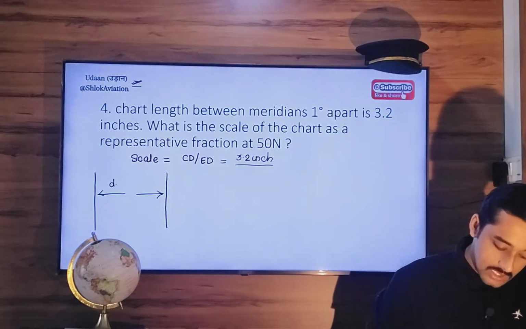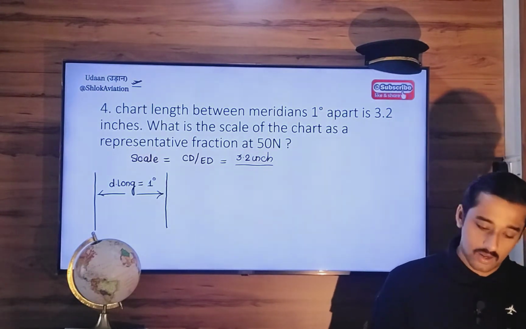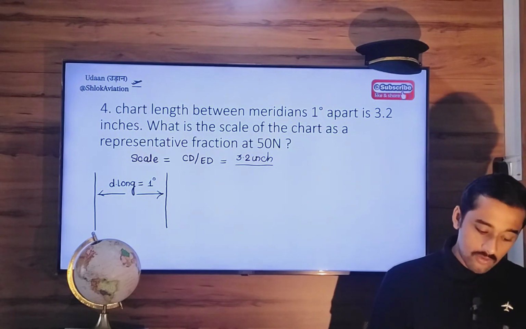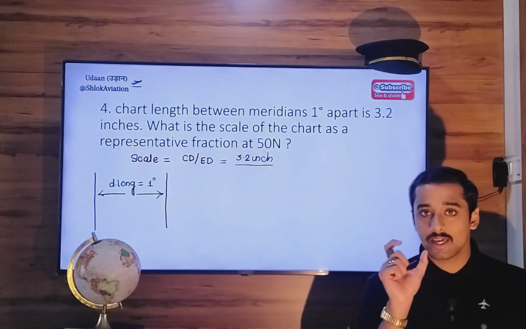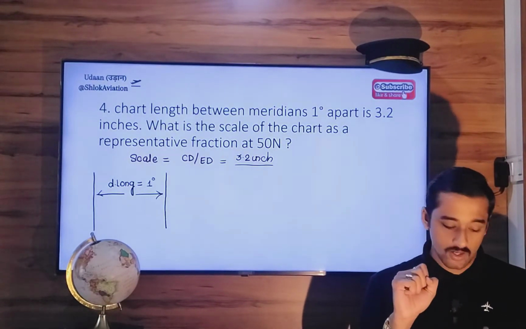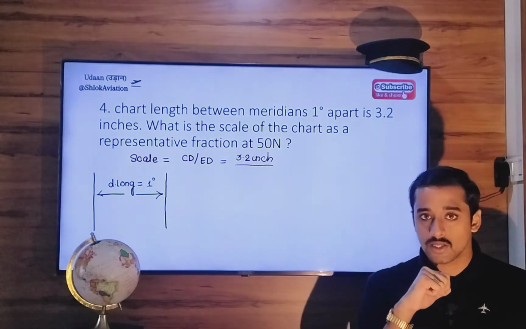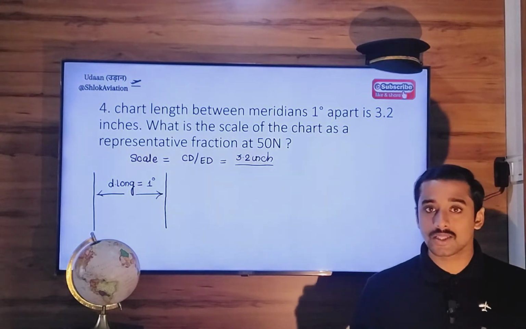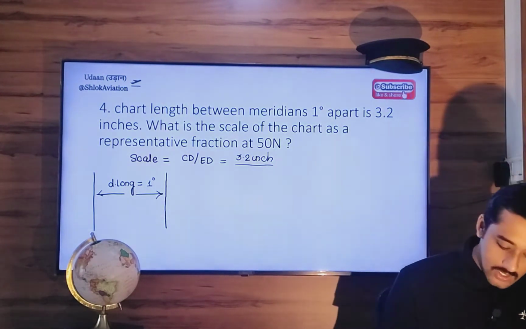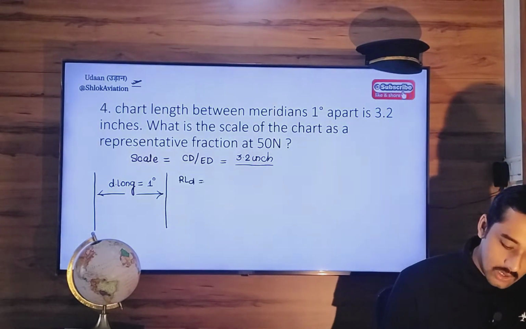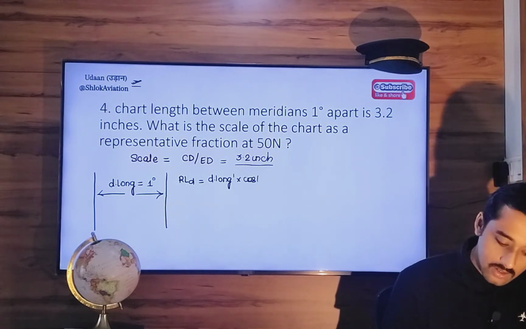So d long is 1 degree. Okay, and now we can convert this angular distance between two meridians, that is 1 degree angular distance, into the corresponding earth distance. Now that earth distance will be our Rhumb line distance. So the Rhumb line distance formula is d long in minutes into cos lat.